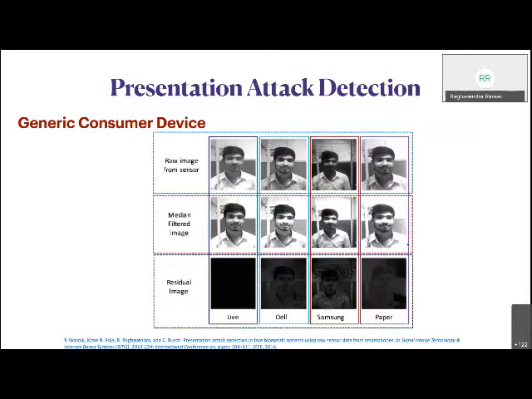So if you look into the images, the first row here is the raw image from the sensor. This is the bona fide presentation. With respect to the display attack, we have used a display from a Dell screen, that is a monitor, and this is a Samsung phone or the Samsung pad, I believe. It's a Samsung pad which we have used, and this is a paper. This is a print attack that we have generated from the bona fide.